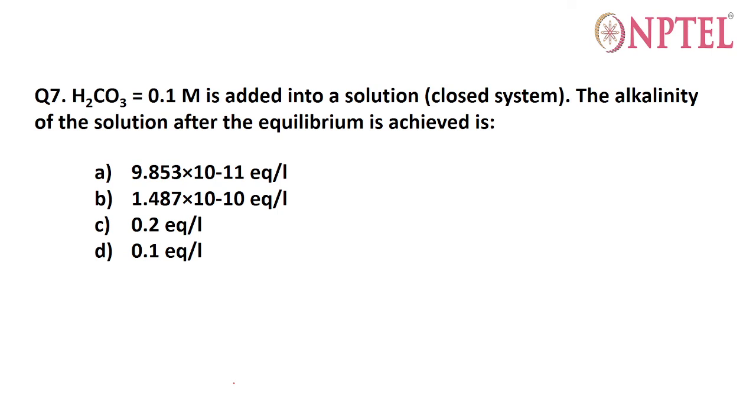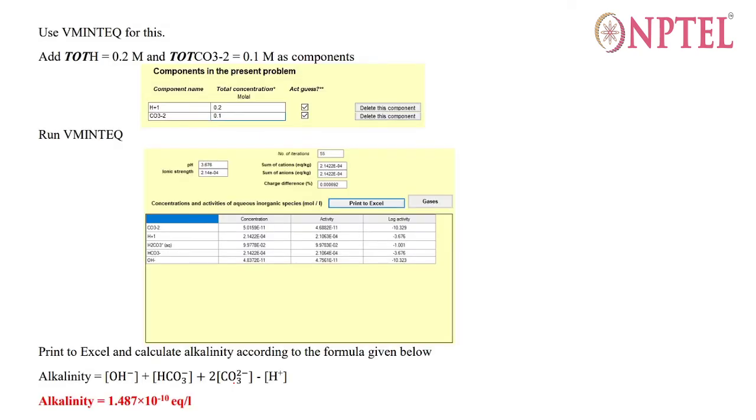Okay, we'll go for the answer. So the correct answer is 1.487 into 10 to the power minus 10 equivalent per liter. This problem should be solved by the MINTEQ software. All of you are already familiar with this software.